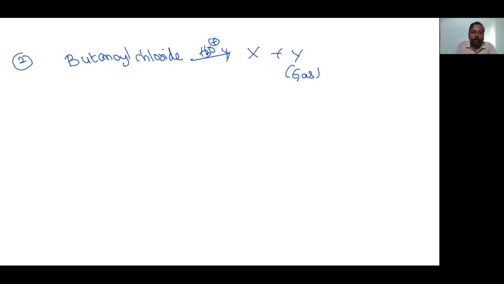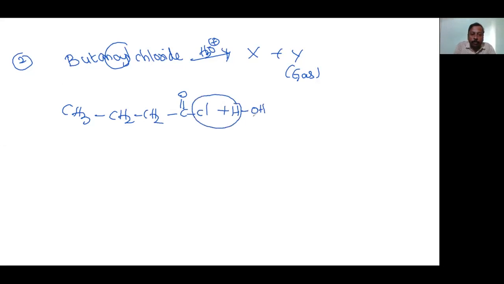See here, very simple. Butanoyl, OYL means the functional group is acid chloride. CH3, CH2, CH2 and C double bond OCl. This is butanoyl chloride. So when it is added with water, H3O plus means acidic hydrolysis. So this HCl will be removed and OH will be attached. So product will be CH3, CH2, CH2, C double bond OH.